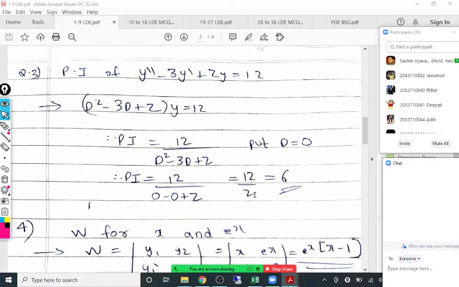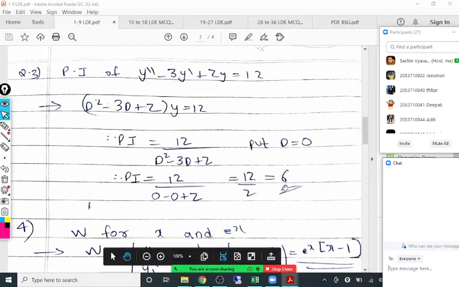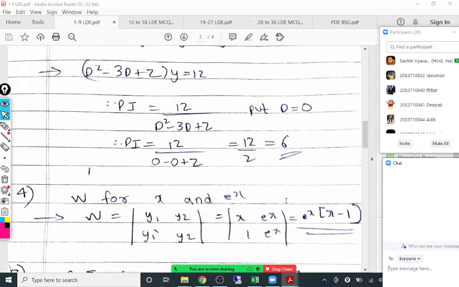Question 3. We want here the PI for this function. Now a constant is there. So whenever a constant is there, you can take e raised to 0x there, and so we can replace D by 0. Replace D by 0 for a constant to get a yp, and you get that yp there. So the correct answer is 6. Okay, so that's about question 3.